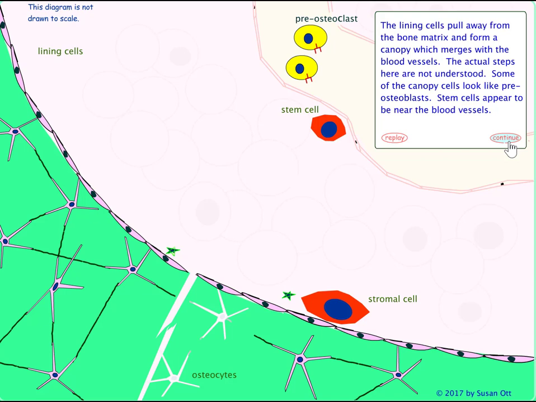The actual steps here are not understood. Some of the canopy cells look like preosteoblasts. Stem cells appear to be near the blood vessels.